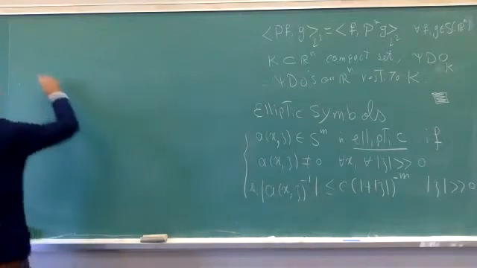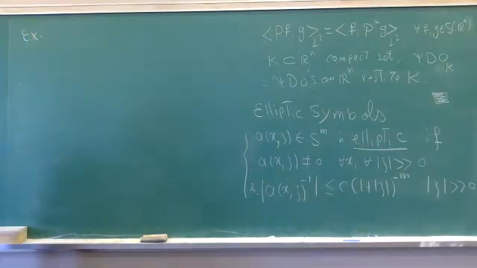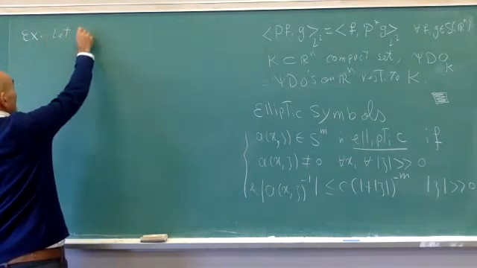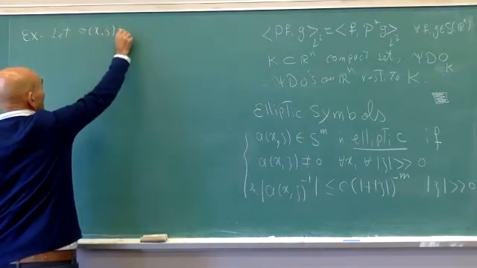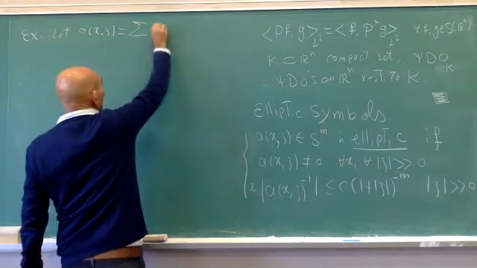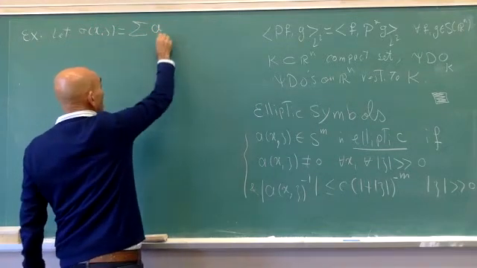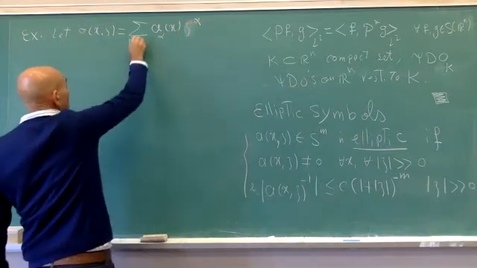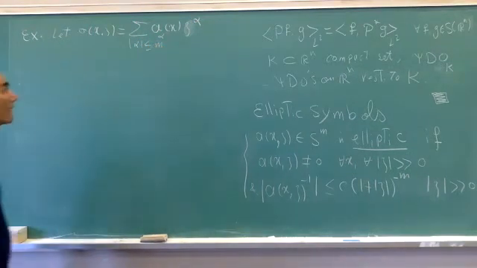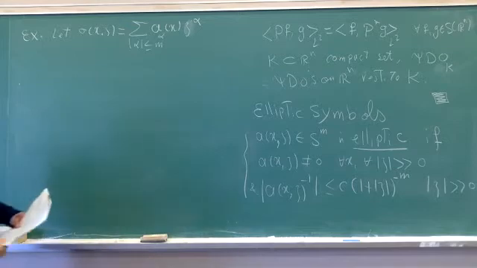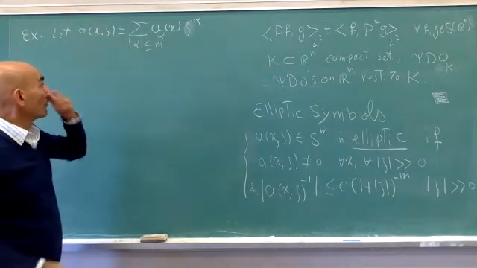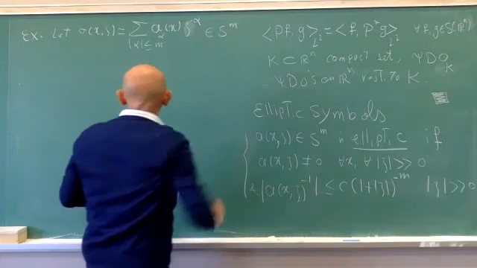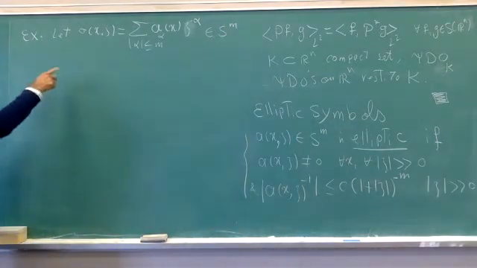So this would be an example. Let sigma of x, c be the sum of a alpha of x, c to the alpha, with the absolute value of alpha less than or equal to m. Right? So m is an integer now, and of course this symbol belongs to Sm.